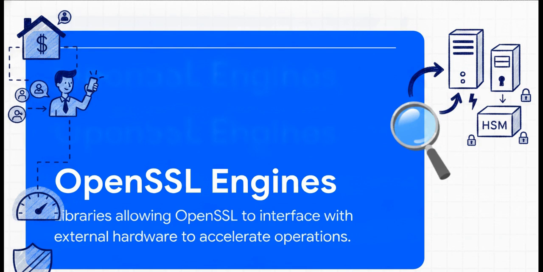Think of an engine like a highly connected property dealer. Sure, you could sell your house entirely on your own, just like OpenSSL can do all the crypto math in software, but a property dealer has the specialized contacts and tools to do it much faster and way more securely. Similarly, engines are libraries that allow OpenSSL to offload that heavy lifting to specialized external hardware, like a hardware security module. It massively accelerates the process and locks down your keys.